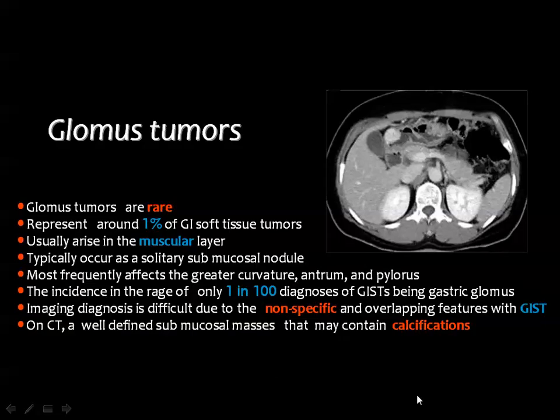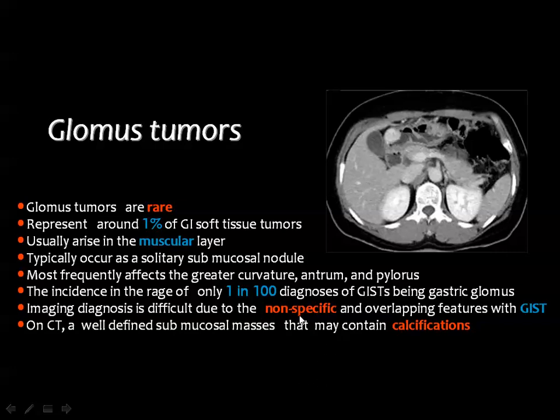Then the glomus tumors, and these are relatively vascular tumors. They are rare and represent about 1% of GI soft tissue tumors. They usually arise from the muscular layer of the stomach, and according to this statement, the incidence is in the range of only 1 in 100 diagnoses of benign gastric tumors, meaning that it is almost rare if you compare it with the GIST tumors.